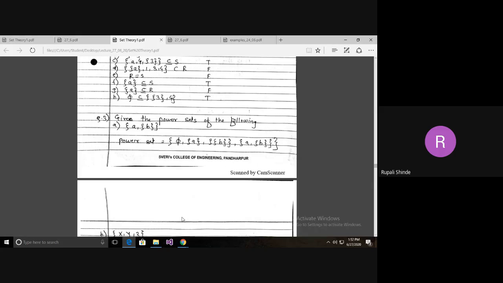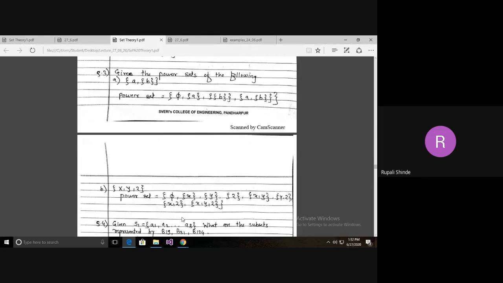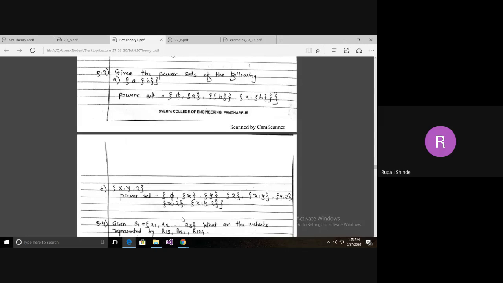Second element, set X. Next, set Y. Next, set Z. Then set X comma Y, set Y comma Z, set X comma Z, and the last one is set X comma Y comma Z. So this will totally include 8 elements.